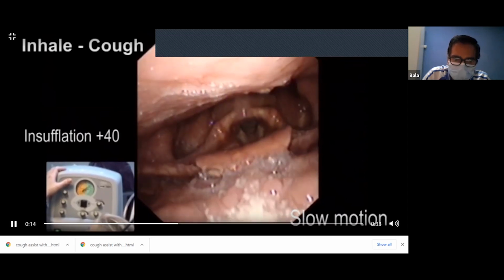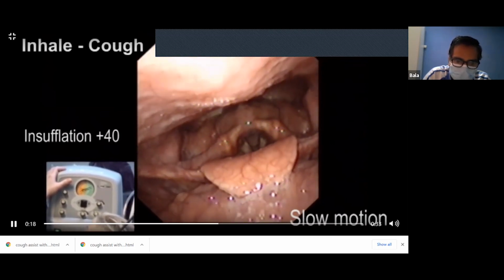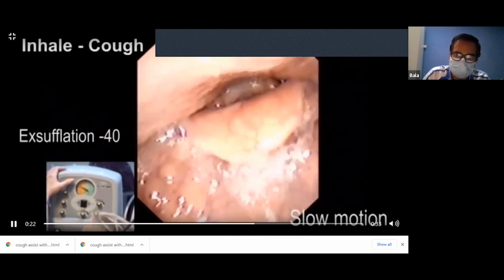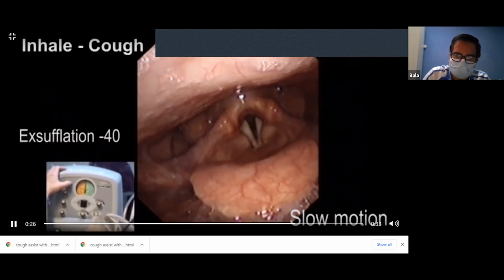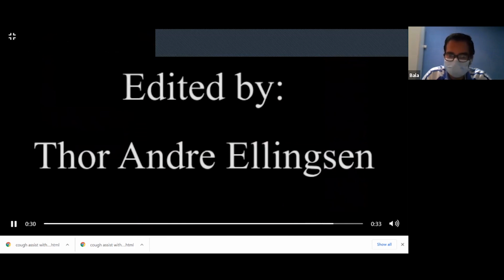Insufflation. This is normal bulbar. Insufflation is open, and then during exsufflation, it is closing. So no issues. Insufflation, it's opening, and exsufflation is closing. So with normal bulbar, cough assist has no issues at all.